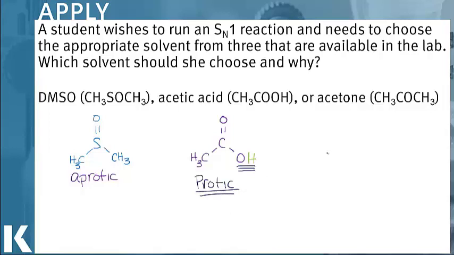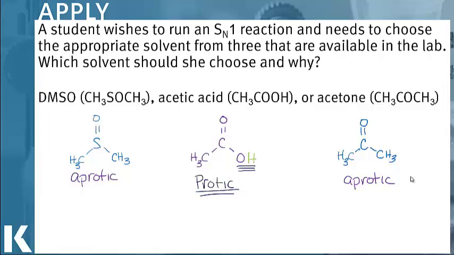Finally, when we look at acetone and we draw acetone out, we see that we have a carbon that is double bonded to an oxygen and single bonded to two methyl groups. This looks just like the DMSO, except the central atom is a carbon instead of a sulfur. Again, I see no oxygen that has a hydrogen attached to it. Therefore, this is an aprotic solvent and cannot be used for an SN1 reaction.